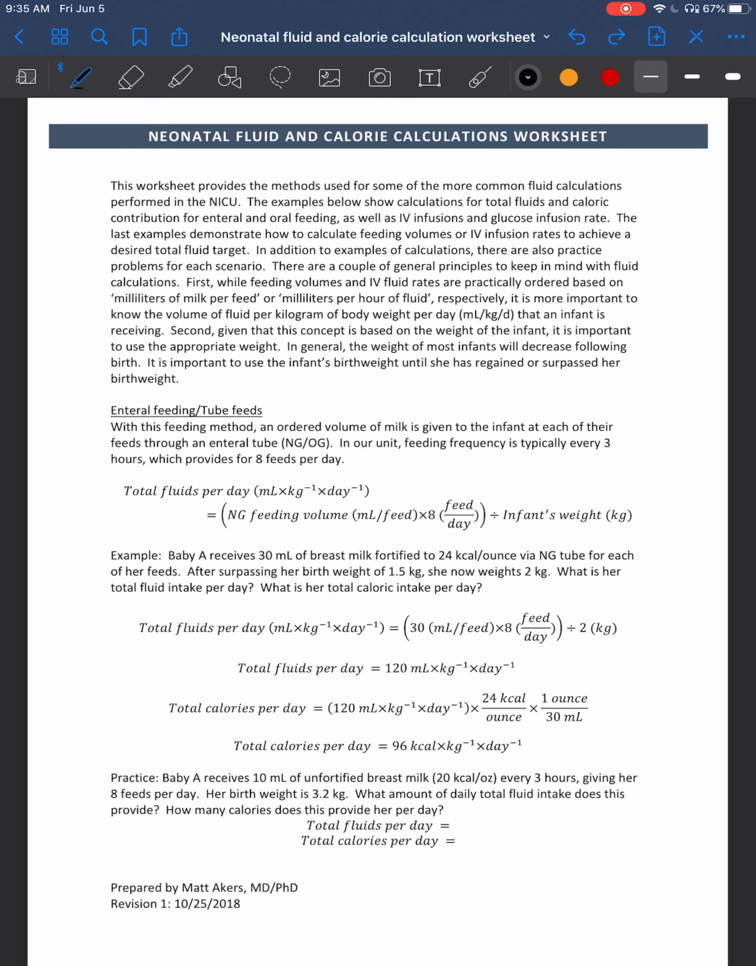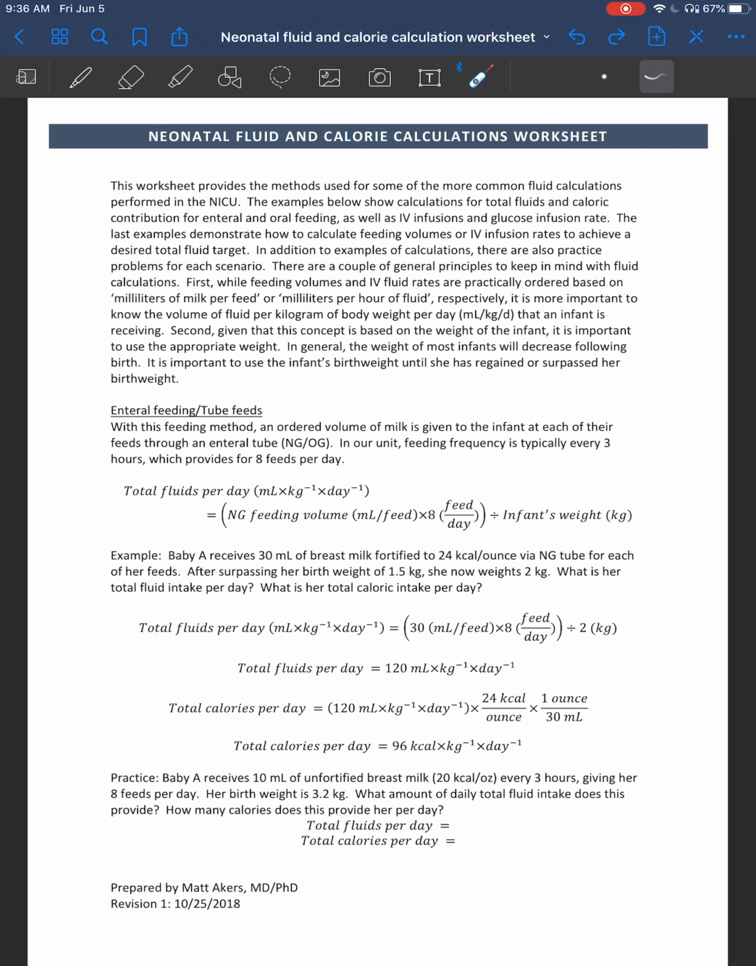We'll first look at enteral feeds or tube feeds. With this feeding method, an ordered volume of milk is given to the infant at each of their feeds throughout the day through an enteral tube. In our unit, feeding frequency is typically every 3 hours. This provides 8 feeds per day.